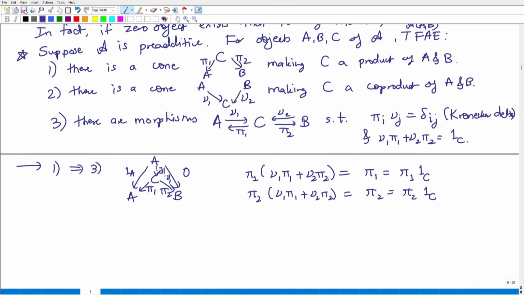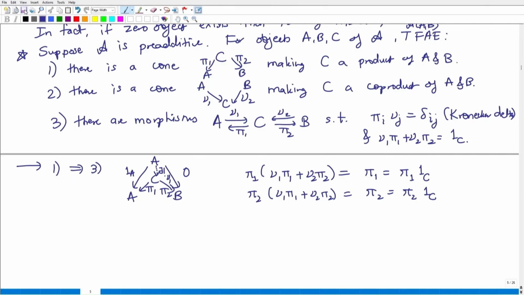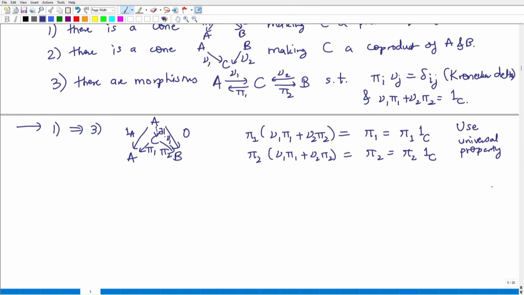So now you can see that there is a cone from C to A and B, and there are 2 different factorizations of the given cone through itself. Is it possible? It's always unique. So by uniqueness, you can conclude that nu 1 pi 1 plus nu 2 pi 2 is equal to identity. Yeah. So use the universal property. It's the factorization of the limit cone through itself. So therefore we get this.